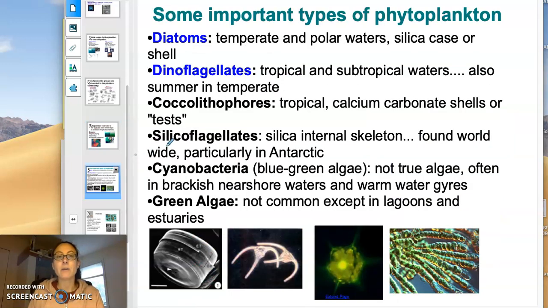So there are a lot of different groups. This is not a fully biological oceanography course, so you're not going to have to know all about these different ones down here. But two big groups you should know about are diatoms and dinoflagellates, because they're very, very abundant and very important.